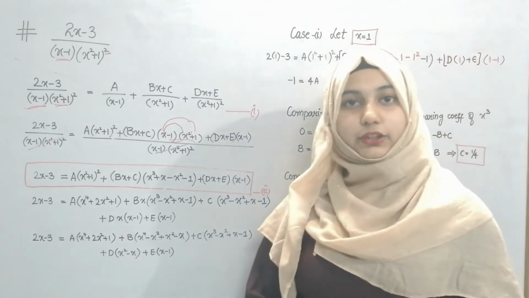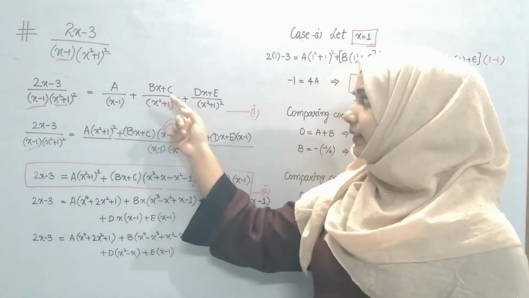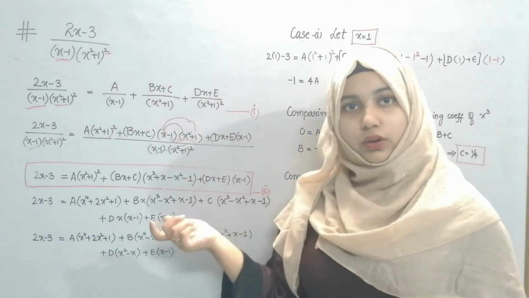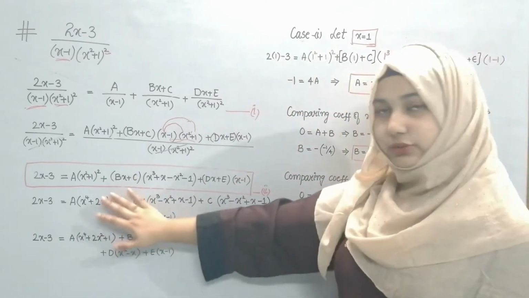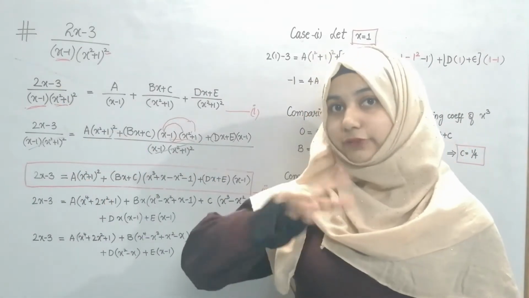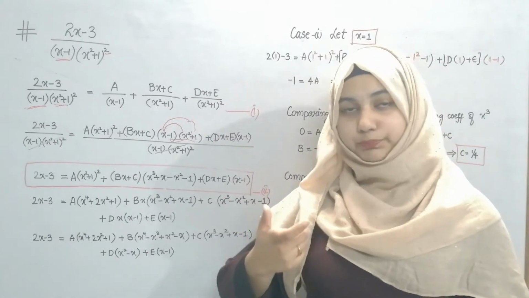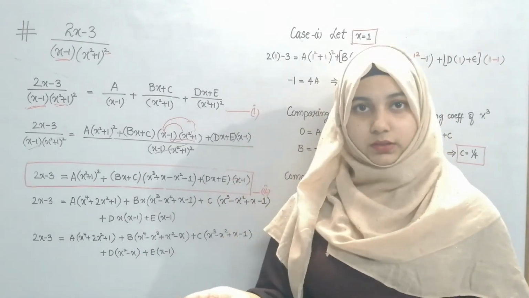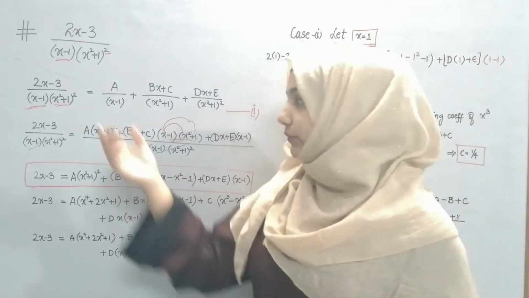Now what? I need to find the constants now. The constants are a, b, c, d and e. All these constants, all these values I need to find out. Okay, let's not talk about these two steps. I'll tell you later on. Now what? For finding constants, we have two different methods I told you. The one is equating the factor to 0. The other is comparing the coefficients.